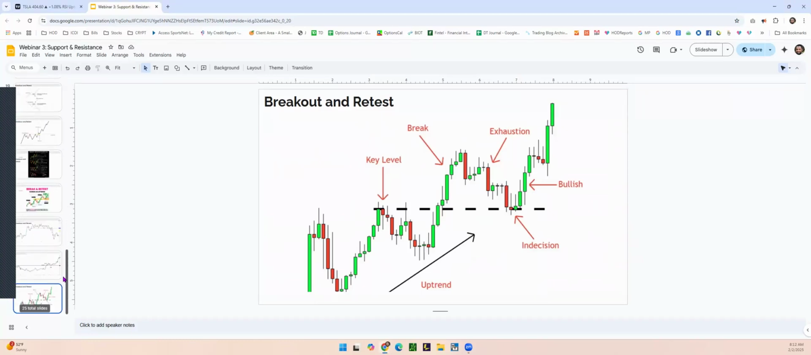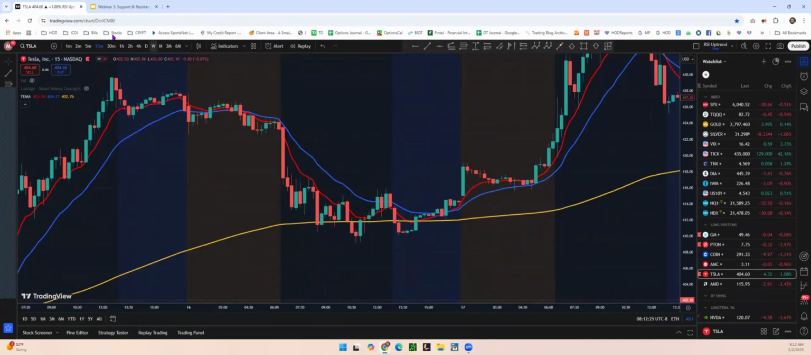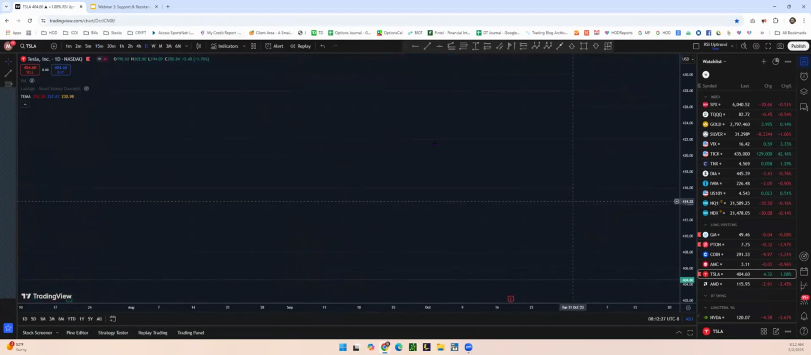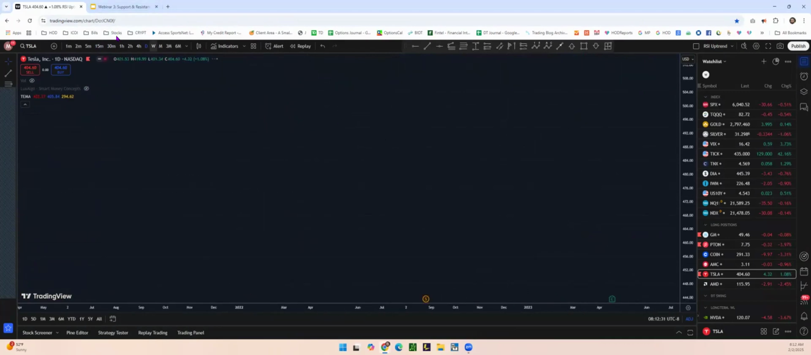Can you talk about the breakout and retest strategy on determining when to get out? Yeah, you would get out at the next resistance, sure. So do you have a specific example in mind or specific stock in mind? No. Okay, sure. One second.